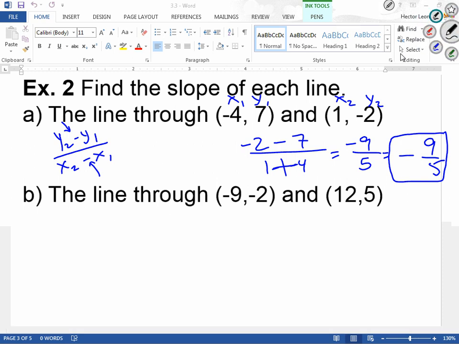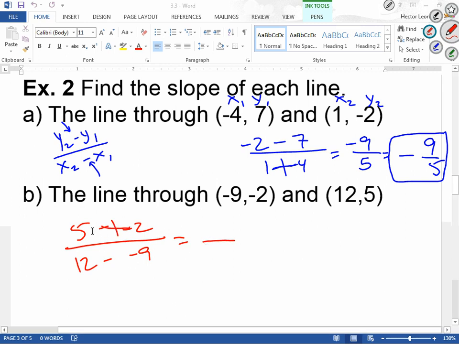Let's take a look at my example B. I'm just going to go, using the formula, 5 minus a negative 2. Remember, the second y minus the first y over 12 minus a negative 9, the second x minus the first x. When I see two negative signs together, I'm going to make it into a plus. So on the top, I'm looking at this as 5 plus 2, which I call 7. At the bottom, two negative signs, let me make it into a plus sign. 12 plus 9, I'm going to call that 21.